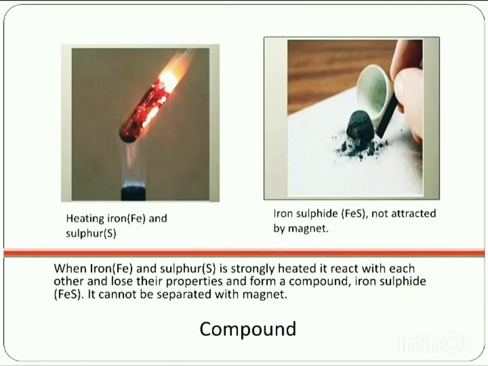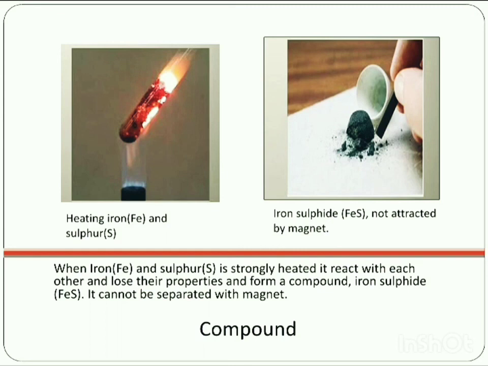Then in the case of a compound, if you heat iron and sulfur strongly, what happens? They react with each other and form iron sulfide. Iron and sulfur both lose their properties. And what will they form? They will form a compound known as iron sulfide. This compound has a completely different appearance from the elements it is formed from, that is iron and sulfur, and it has completely different properties from those elements.